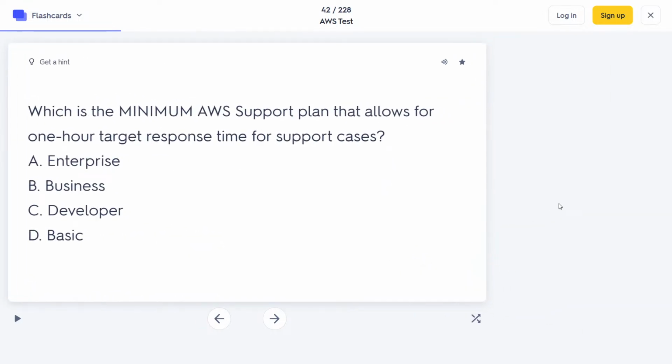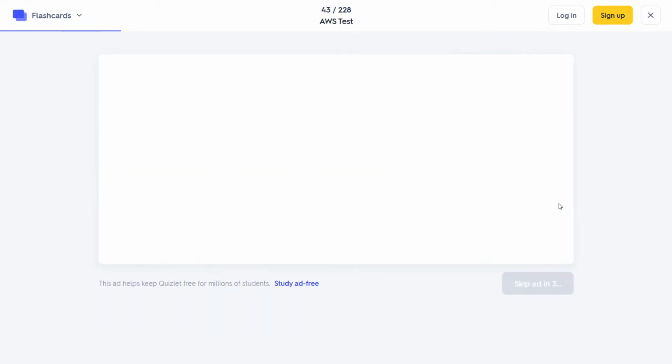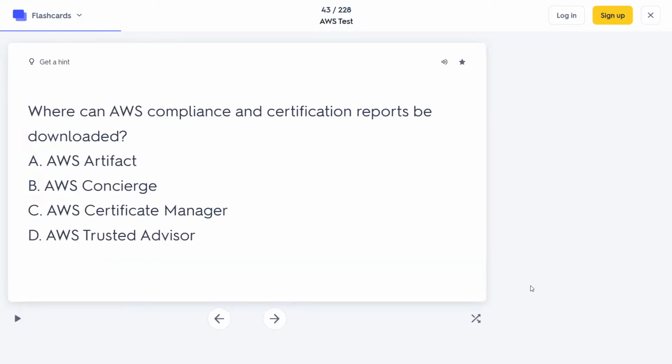What is the minimum AWS support plan that allows a 1 hour target? Okay, we have an ad. Let's go. This is quite an interesting ad. I would like to buy this product.